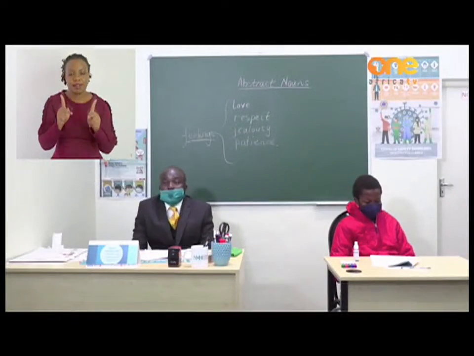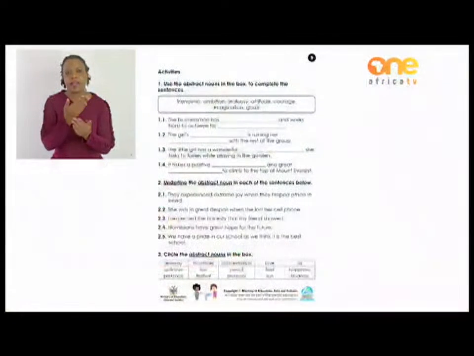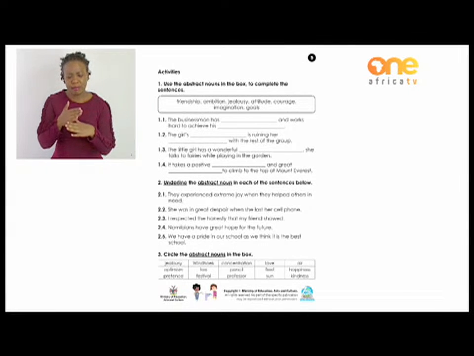Right, boys and girls, let us turn to page 5. We want to look at the activities, something that we can do using abstract nouns. Activity number 1, use the abstract nouns in the box to complete the sentences. I am only going to give one example and then the rest you do on your own. But before that, let me read the words. We have friendship, ambition, jealousy, attitude, courage, imagination, and goals.